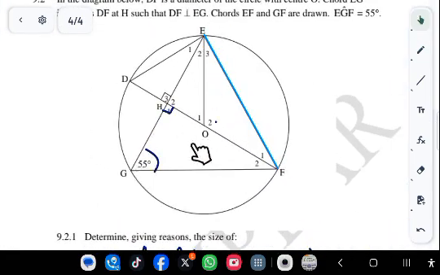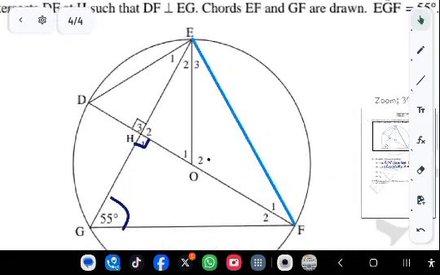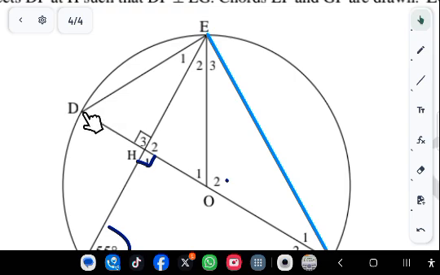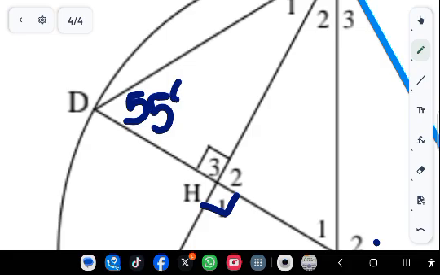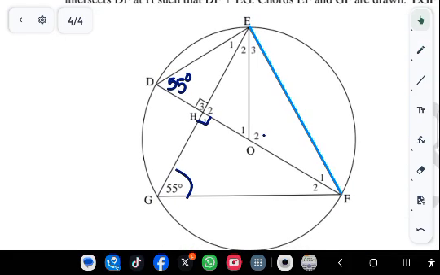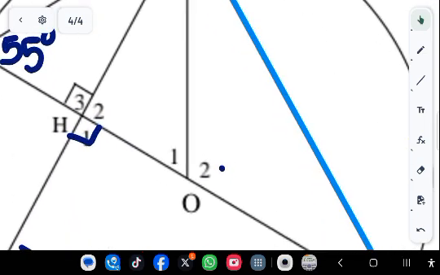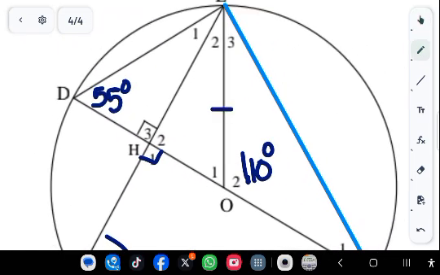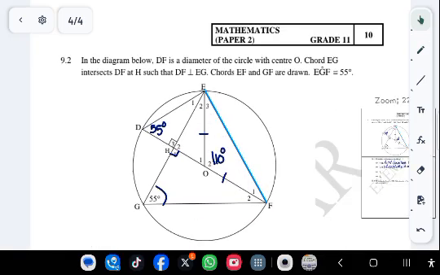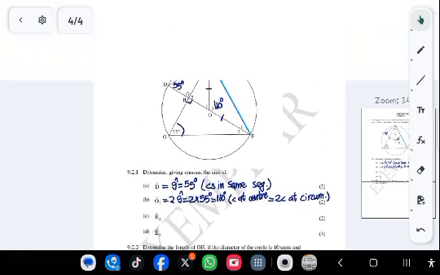So there it is. Angle E2 is right in the middle. Now notice that angle D is 55 degrees. Let's just note that. So angle E2 is very easy to find. Now that we know this is 110 degrees, these two, because these are equal radii, will be half of the remainder.